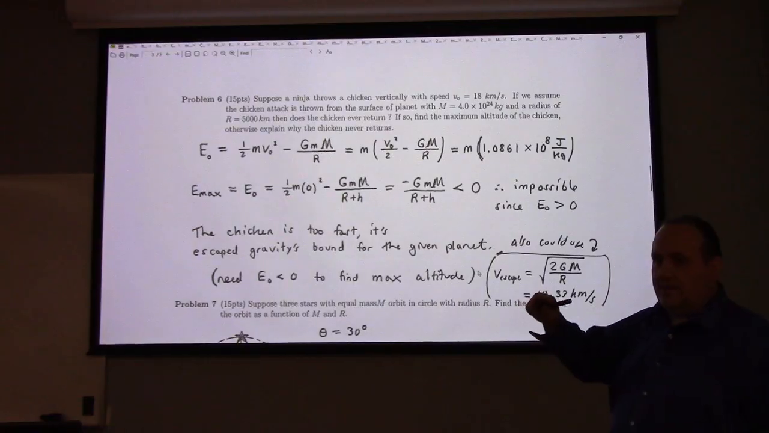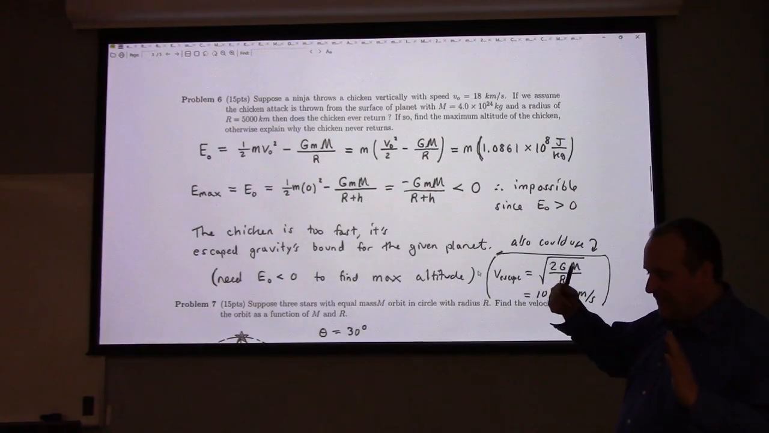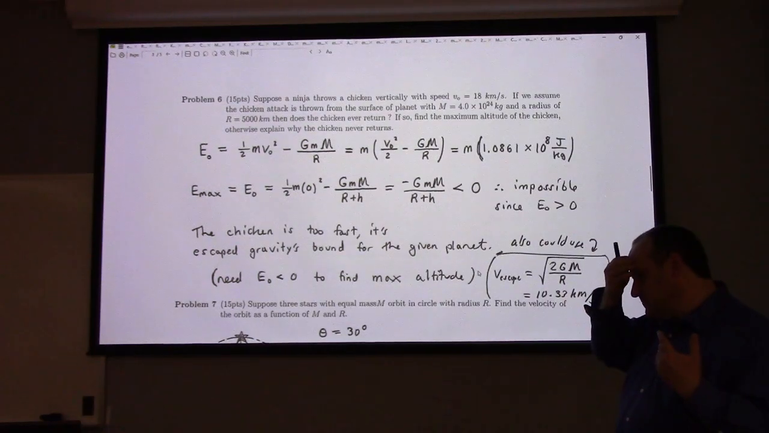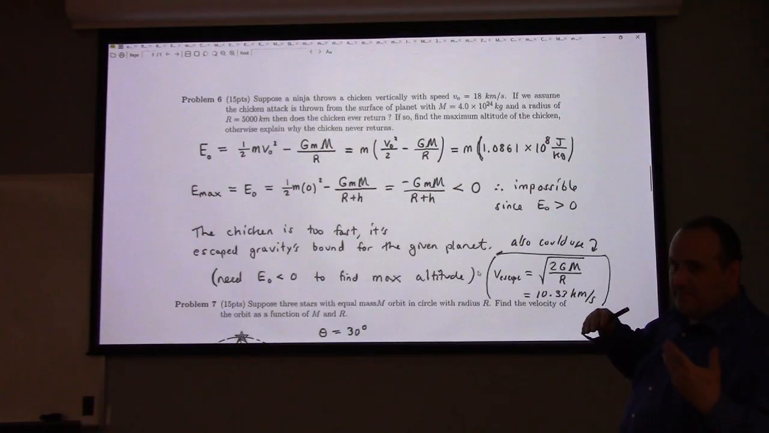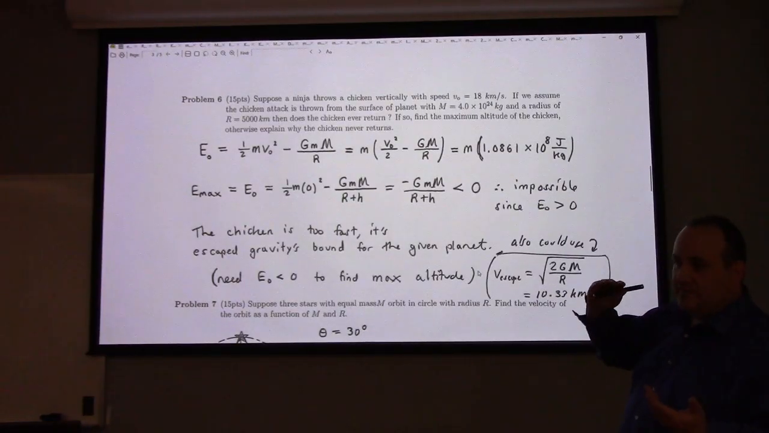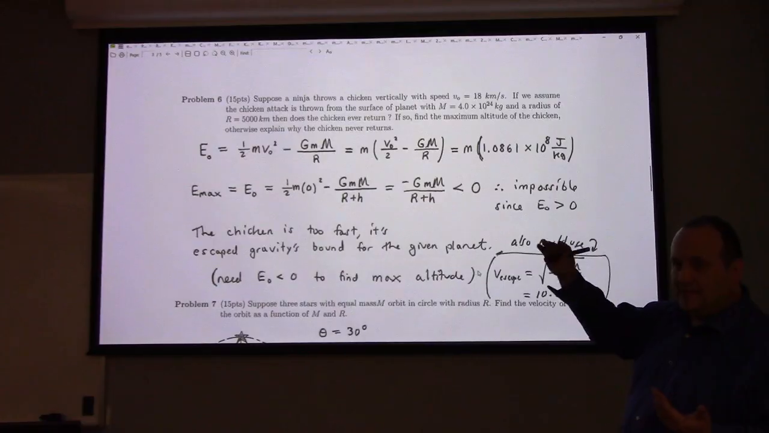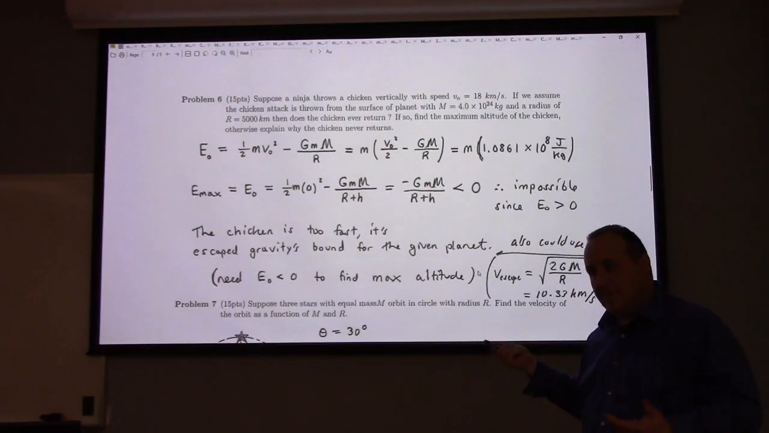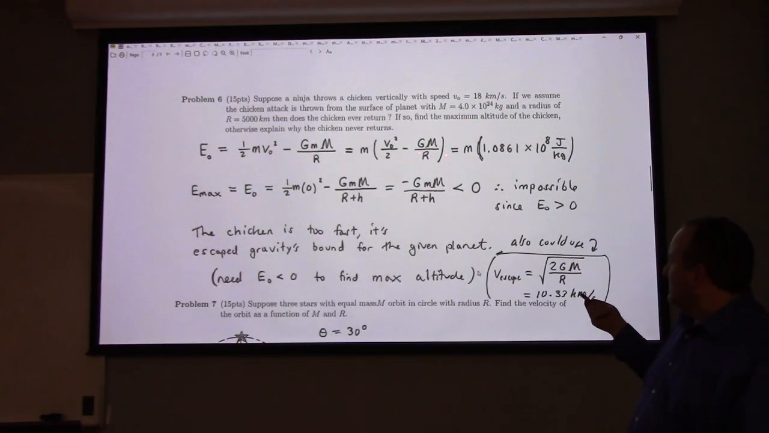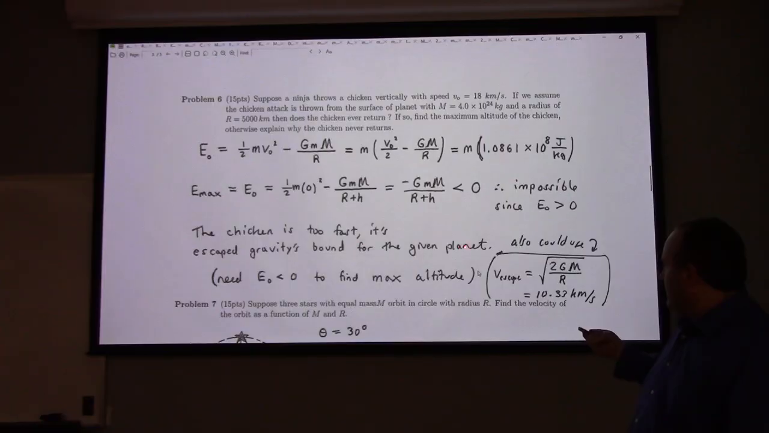So if you look at the energy level plot that I made for the reciprocal, GMm over r, I said there were three cases, right? There were energy positive, energy zero, energy negative. Energy negative gives you elliptical orbits. Energy zero gives you a parabolic orbit. Energy positive gives you a hyperbolic orbit. This chicken has a hyperbolic trajectory. It's been given that much energy, all right? Because it's not energy zero, it's not right on the cusp of being gravitationally unbound to the planet. It's got quite a bit more than that. So yeah, the chicken's too fast. It escaped gravity's bound for the given planet.